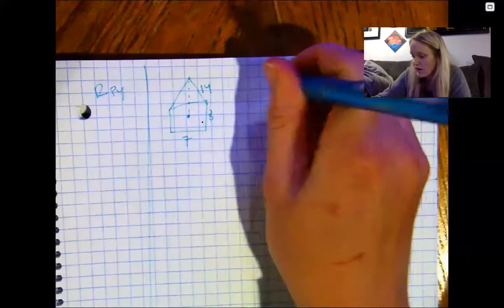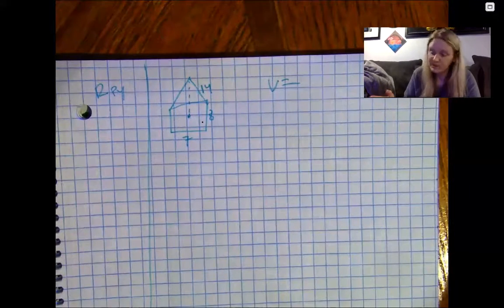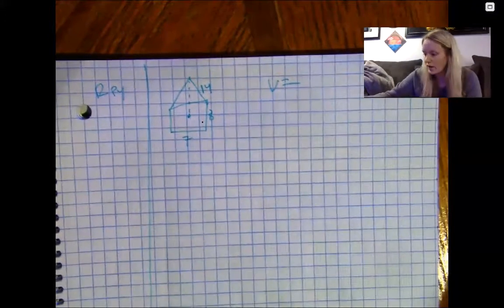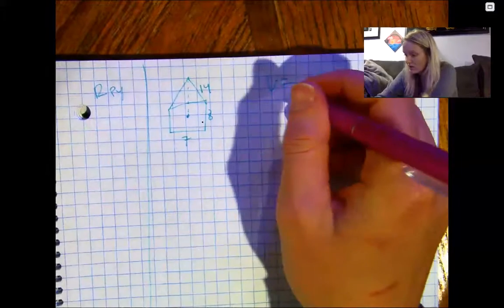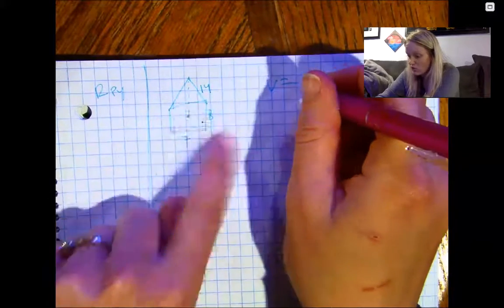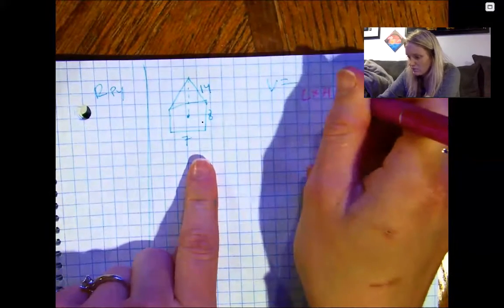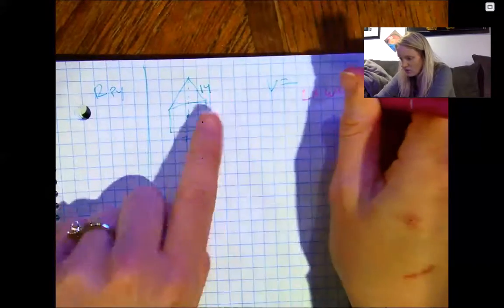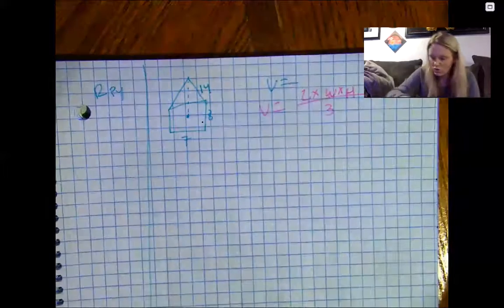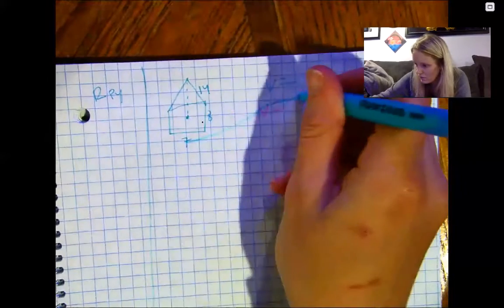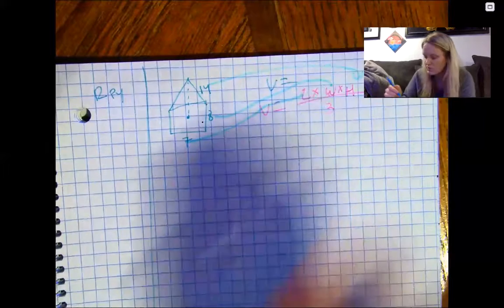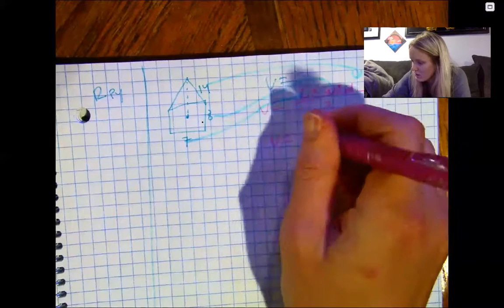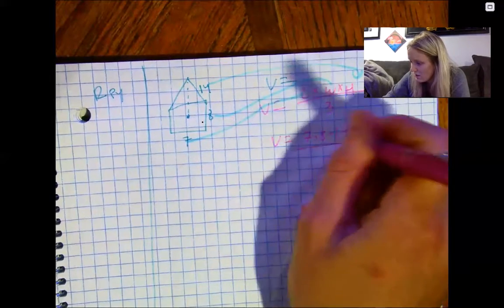So they asked me to find the volume. I need to remember that it's the area of the base times the height, but it's going to a point, so I divide by 3. The area of the base is a rectangle, so length times width, times how tall it is, then I divide by 3. So length, width, height, and divide by 3. Now they're all constants, so I can start plugging and chugging. The volume is going to be 7 times 8 times 14 divided by 3.